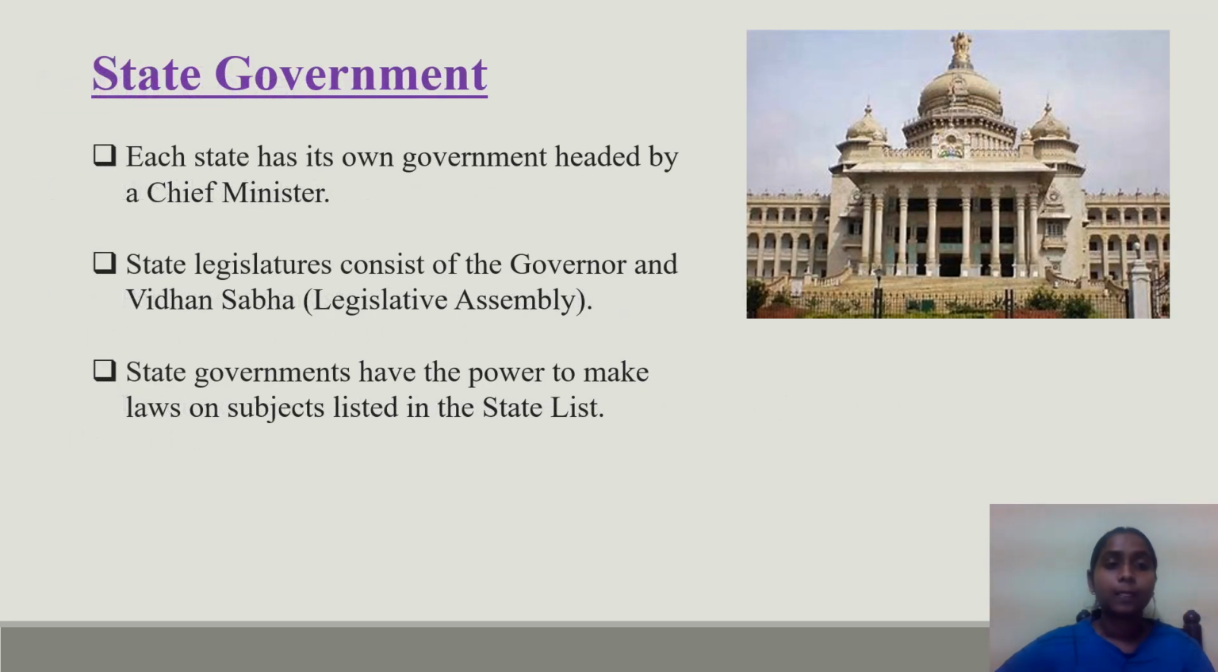State government. Each state has its own government headed by a chief minister. State legislatures consist of the governor and Vidhana Sabha, that is the legislative assembly. The state government has the power to make laws on subjects listed in the state list.